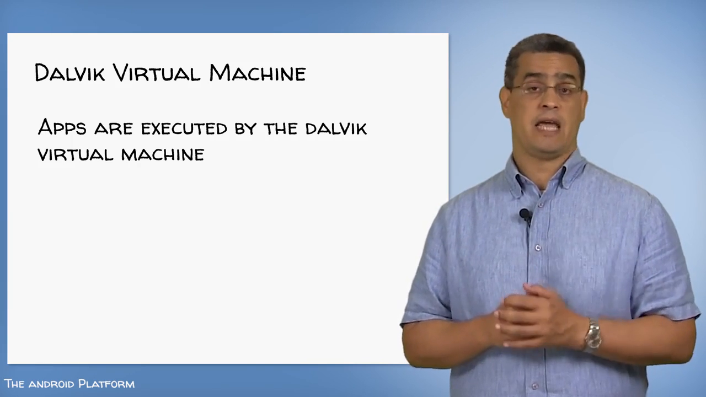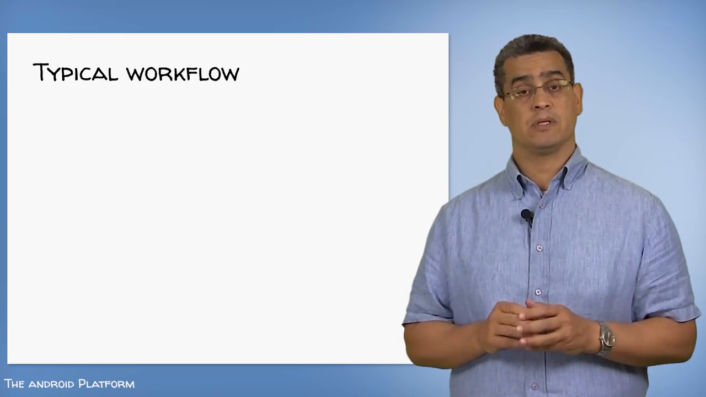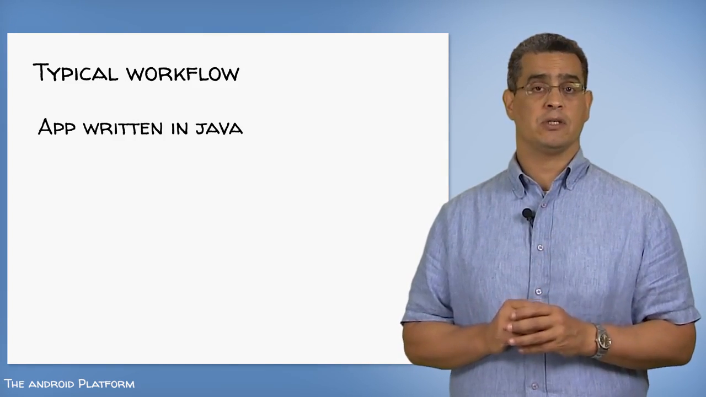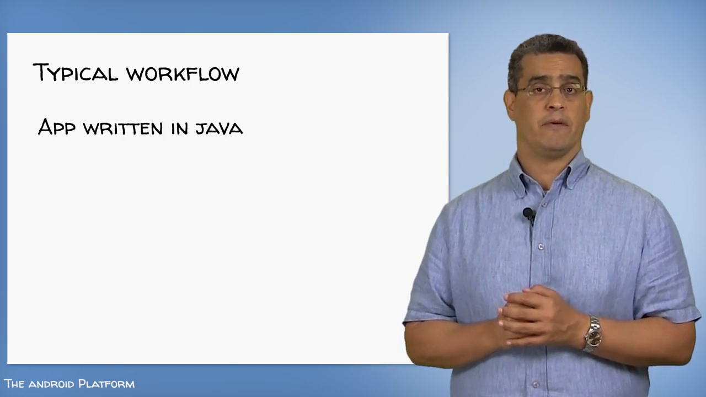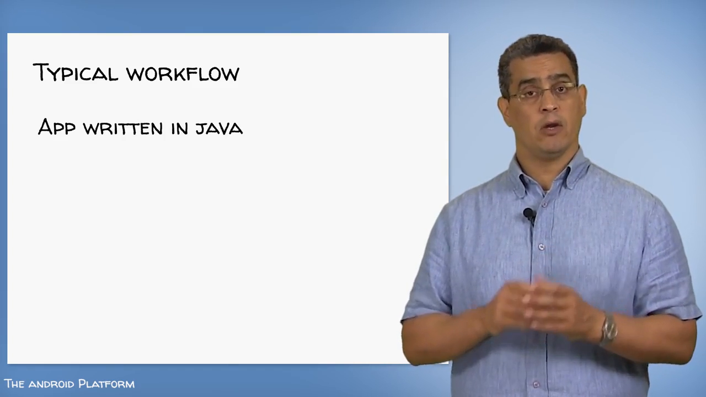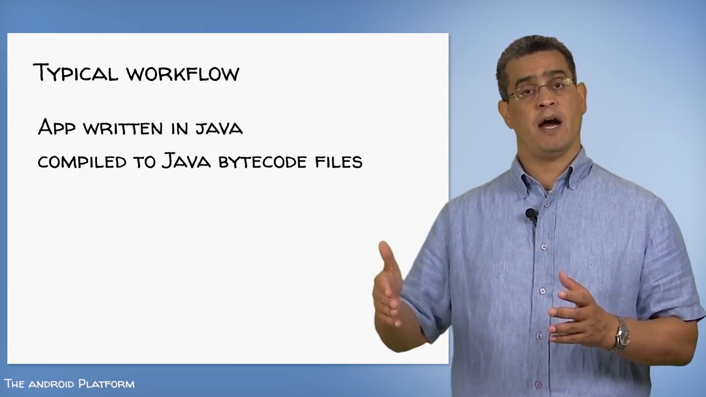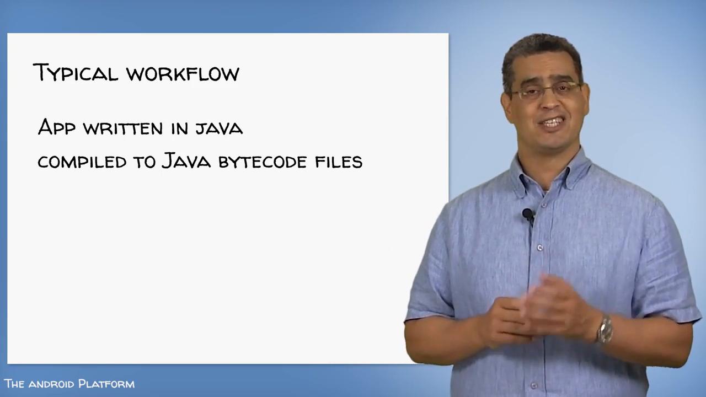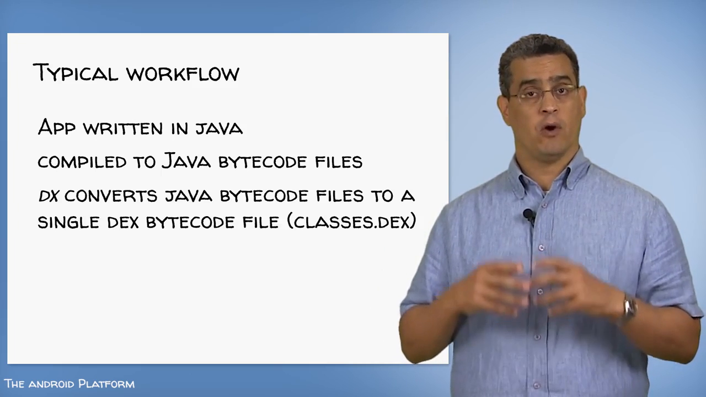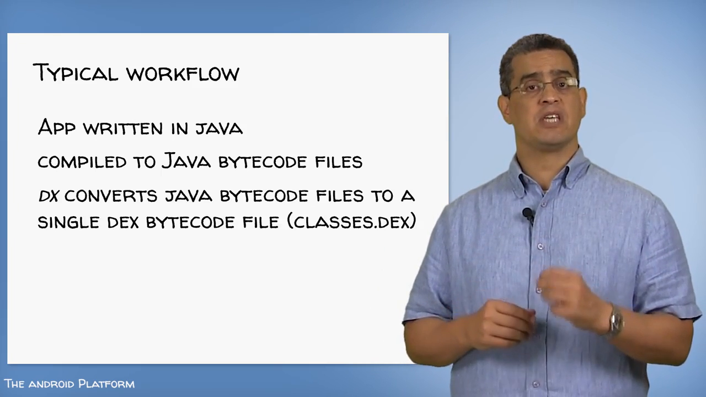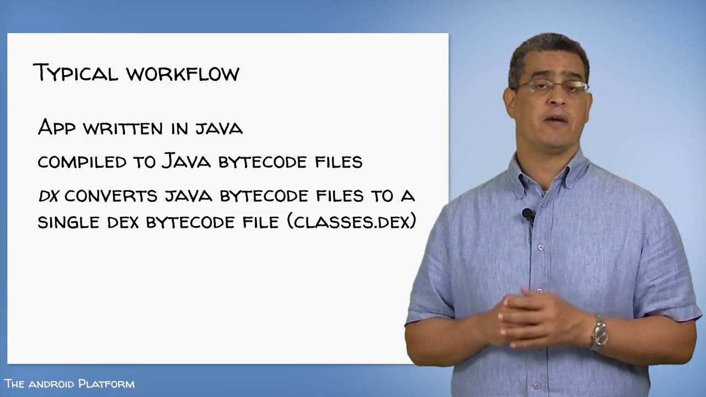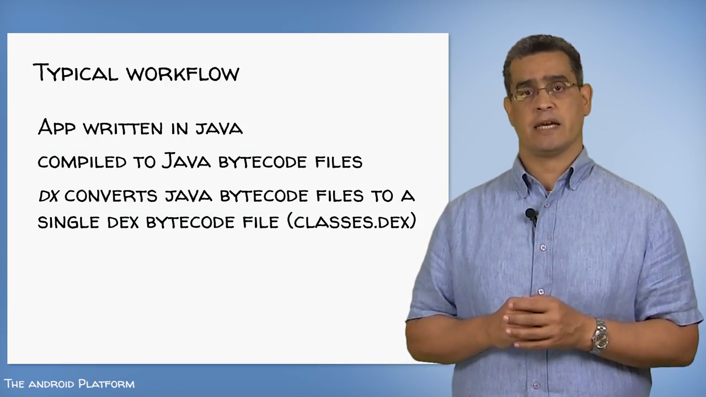But in fact, that's not the case. What typically happens is that developers first write their applications in the Java programming language. Then a Java compiler will compile the Java source code files into multiple Java bytecode files. Next, a tool called DX transforms the Java bytecodes into a single file of a different bytecode format called DEX. And this bytecode file is usually called classes.dex.